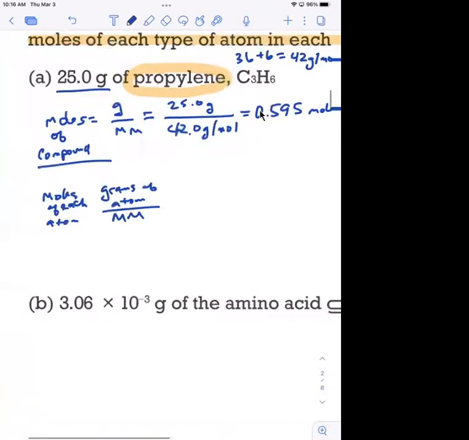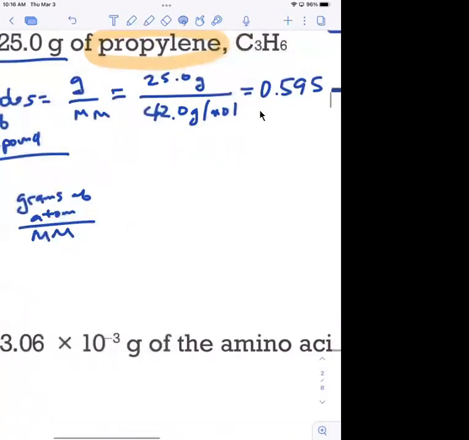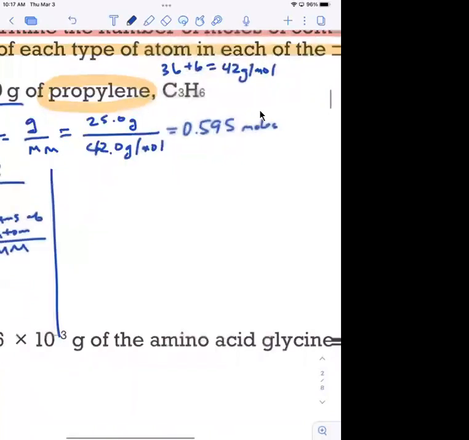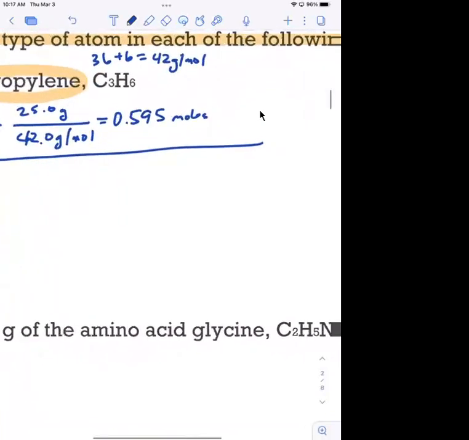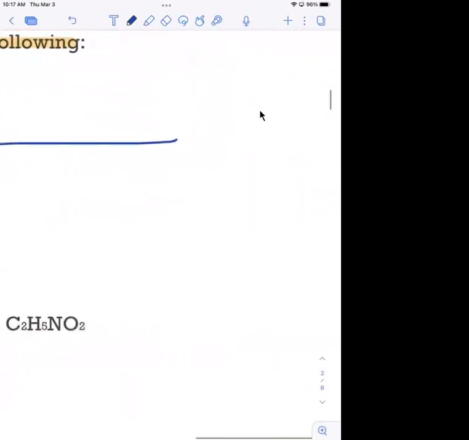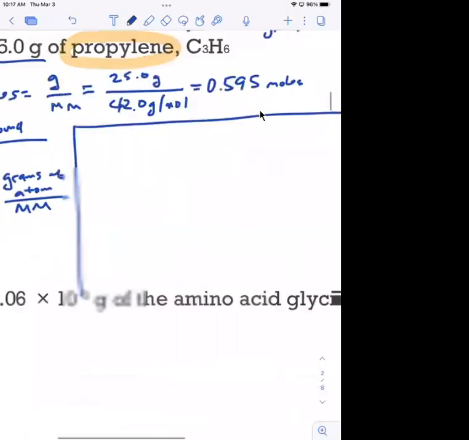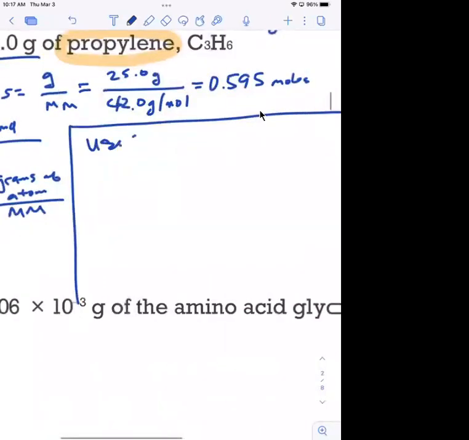So the way we're going to get the moles of atom, the way we're going to get the grams of atoms, is we're going to use what we know already. So we're going to use percent composition. Just to make sure I don't run out of room. So we're going to use percent composition.